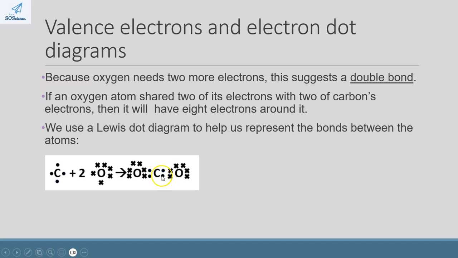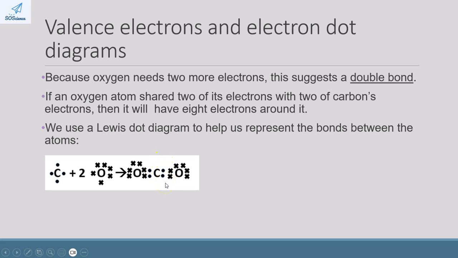And by creating a double bond, because here we've got one shared pair, another shared pair, that's a double bond. Here we have one shared pair and another shared pair, that's another double bond. We can now see that carbon has 1, 2, 3, 4, 5, 6, 7, 8 valence electrons around it. And each oxygen atom also has 8 valence electrons around it, 6 of its own plus the 2 of carbon.